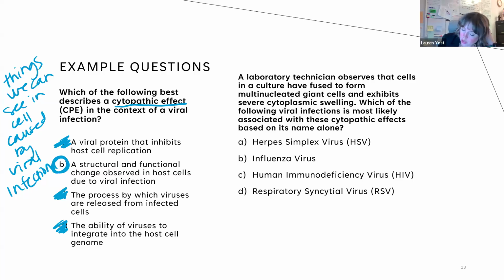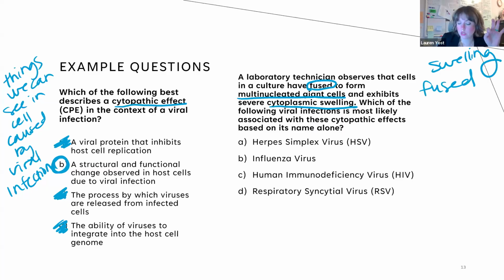A laboratory technician observes that cells in a culture have fused together to form giant multinucleated cells, and they exhibit swelling as well. So we've got swelling, and we've got these fused cells. And remember, when cells fuse together, we call that syncytia. Which of the following viral infections is most likely associated with these cytopathic effects?